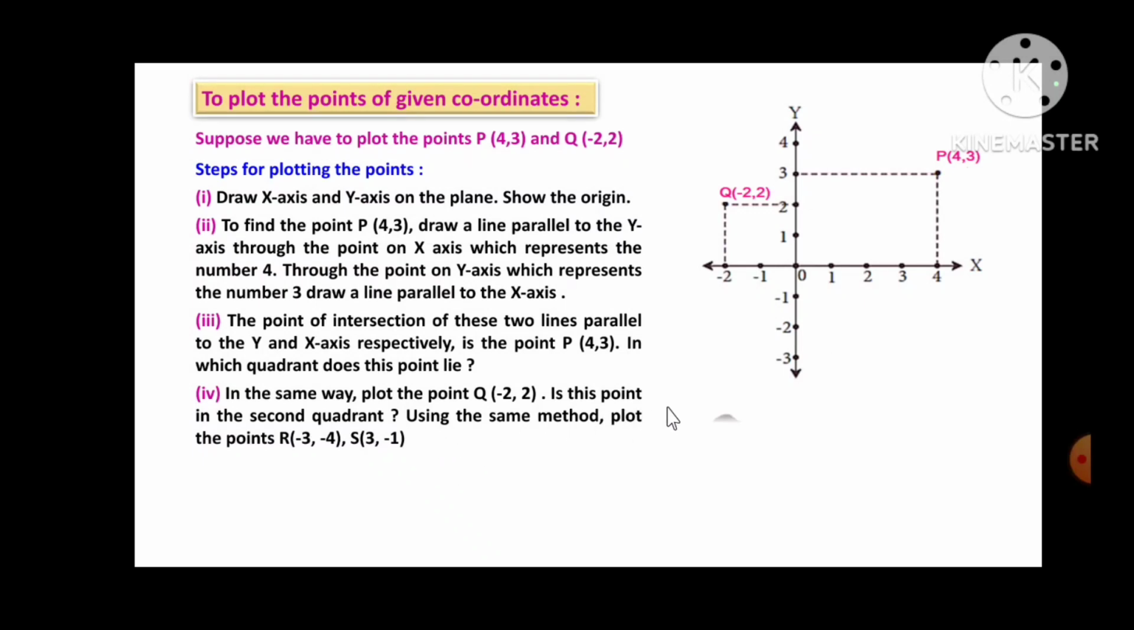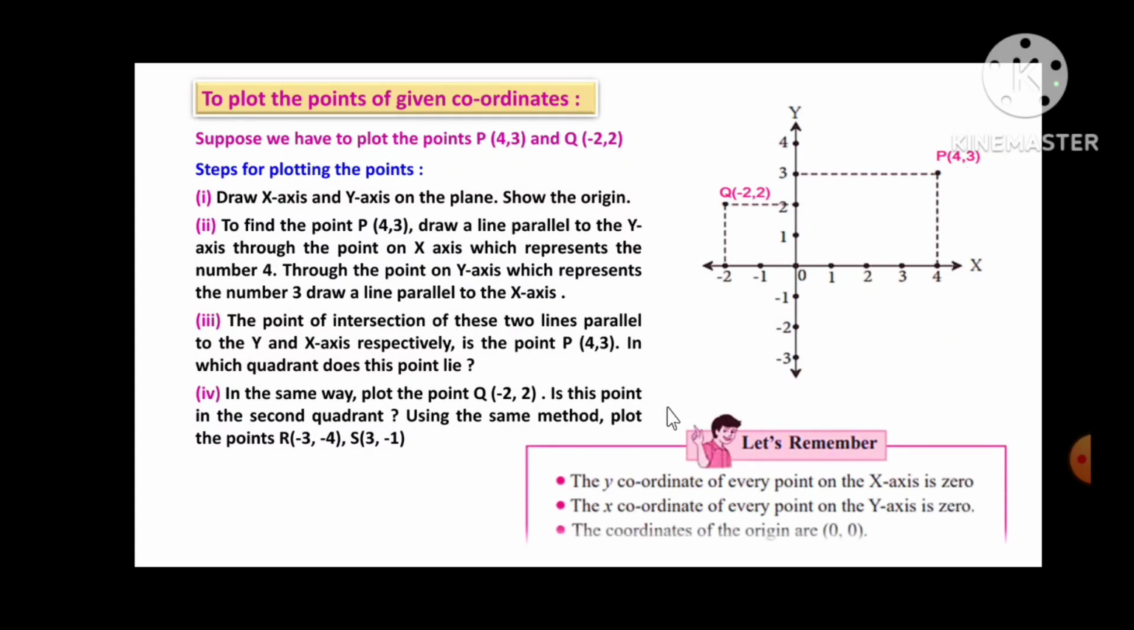Friends, you should remember that the y-coordinate of every point on the x-axis is always 0. The y-coordinate of every point on the x-axis is 0. On the contrary, the x-coordinate of every point on the y-axis is 0. And the coordinates of the origin are always (0, 0). These 3 are the important points you should remember always.